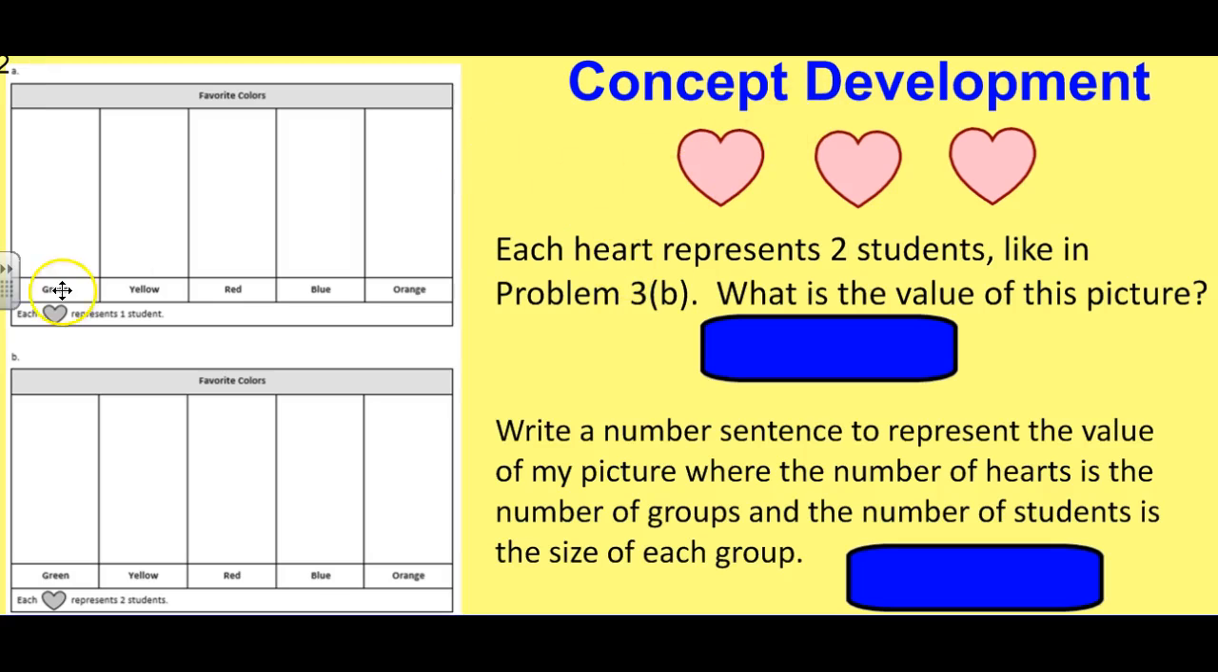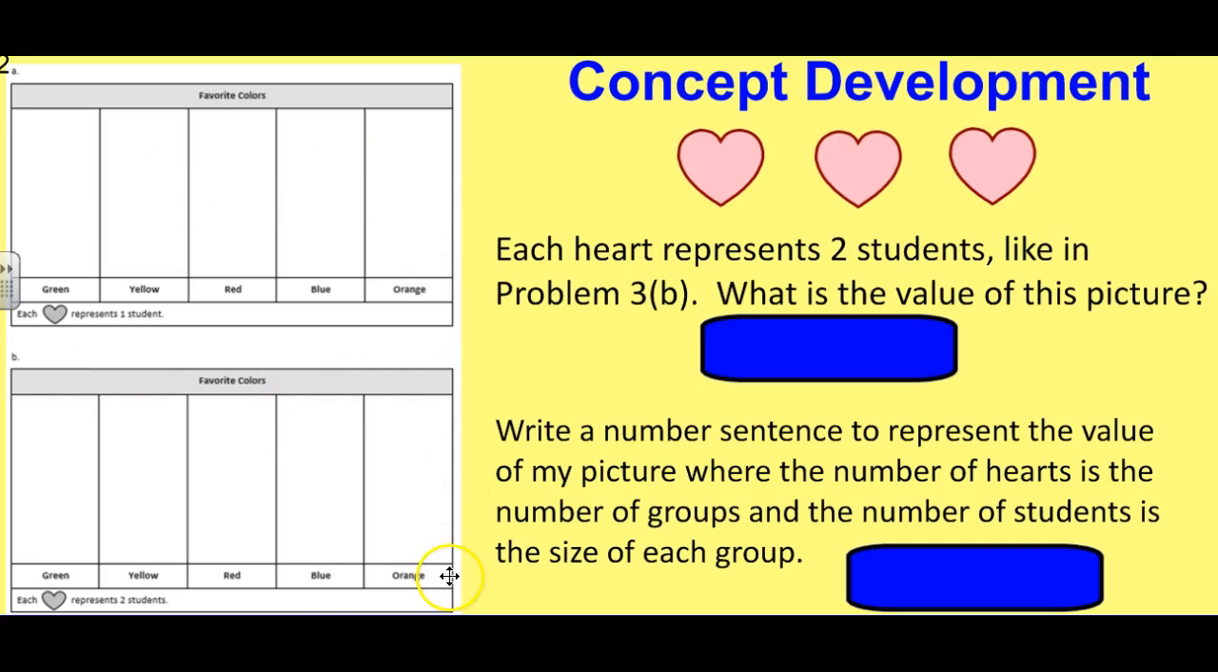So you see on your paper that in this chart for part A, or if you don't see it, turn to the page in your problem set so you're looking at the same thing I am right now. But at the bottom, it says each heart represents 1 student. So you're going to do this just like your tally chart, except you're going to use hearts instead of tallies for how many chose green, yellow, red, blue, and orange.